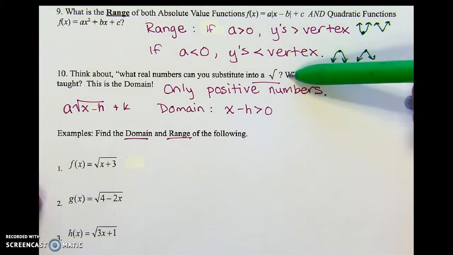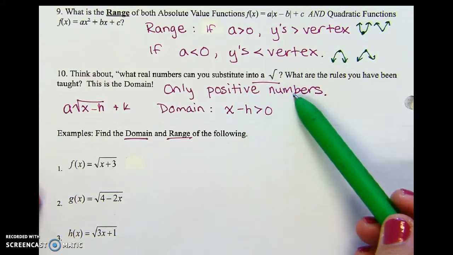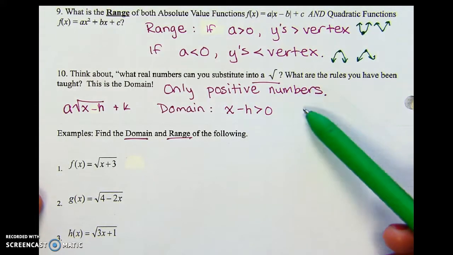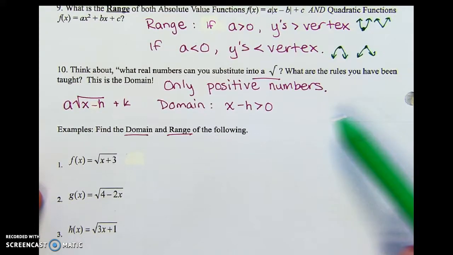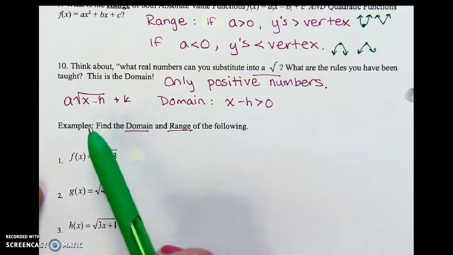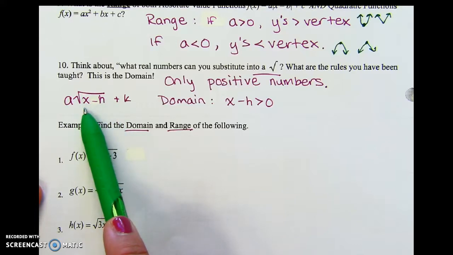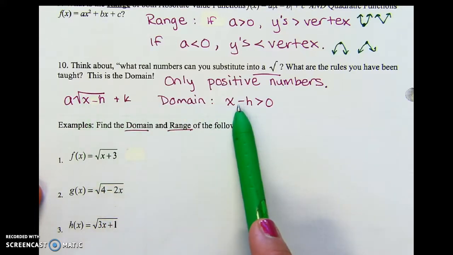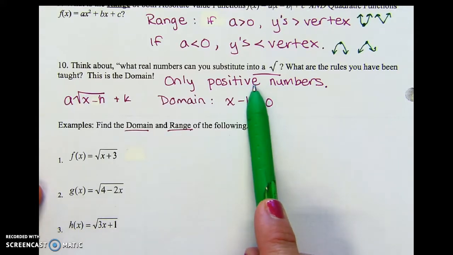Can you take the square root of any number? No, you can only take the square root of what? Positive numbers, all right? Otherwise, the answer is imaginary, and we can't graph imaginary. There's no domain, and we'll talk about that in your future. So the domain means whatever's under the radical has to be what? It has to be greater than 0 because it has to be positive.